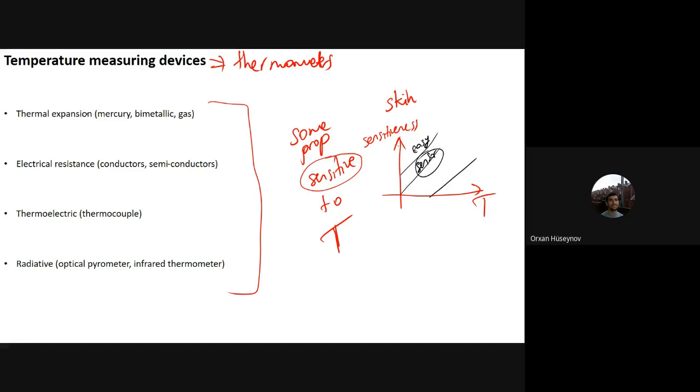And the first case uses the thermal expansion property of the materials, which is sensitive to temperature. And the second one uses the electrical resistance of the materials, which is also sensitive to temperature, like conductors and semiconductors. They have electrical resistance sensitive to temperature. This is the second property that we are looking for.